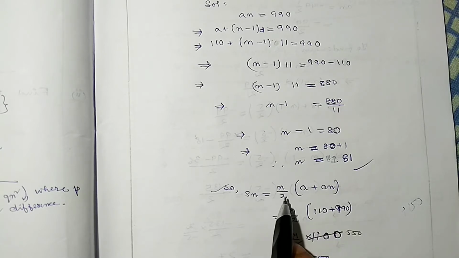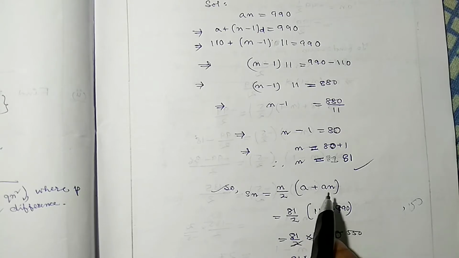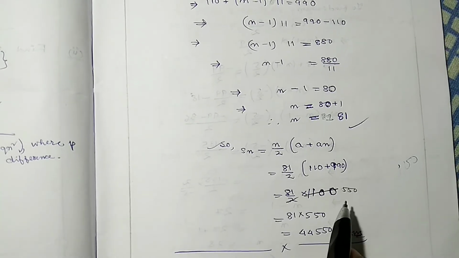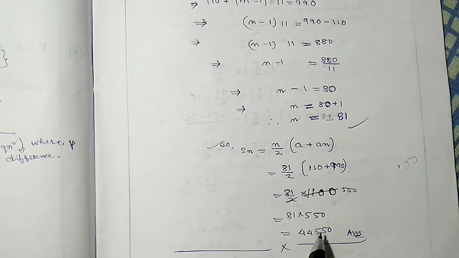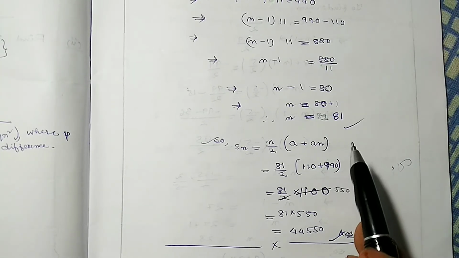Here n is 81, 81 by 2, a is 110 and l is 990. If I add these two, I am going to get 1100. So it will be 81 by 2 into 1100. If I cancel by 2, 550, 81 into 550, it will be 44550. And 44550 is the sum of 81 terms.